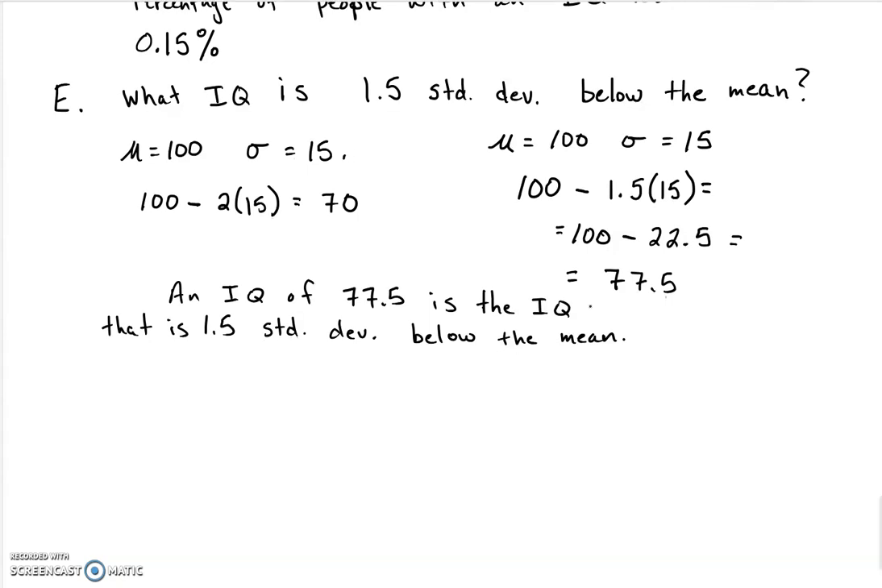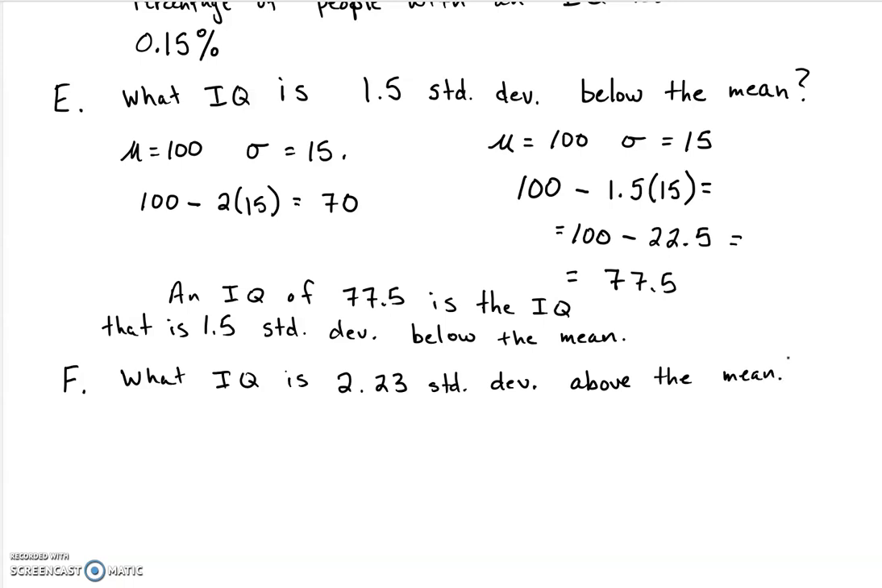Okay, so you guys should pause the video. And part F was what IQ is 2.23 standard deviations above the mean. So pause the video, try to do this, and when you've gotten an answer, come back and see if you're right. Okay, now that you've tried it, and I'm going to draw a picture with this one.